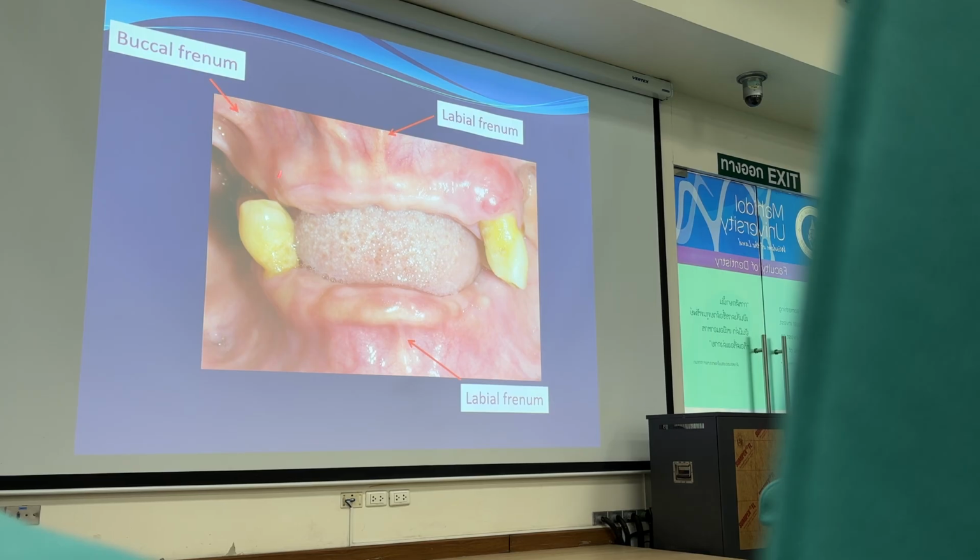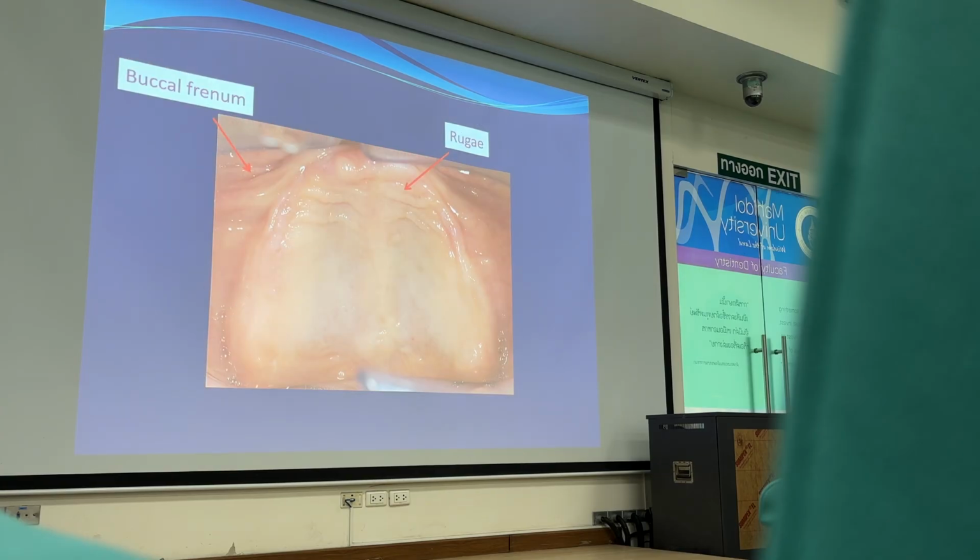Okay, this is the buccal frenum, this is the labial frenum. Is it too high? We have to think about that a little. If it is too high, do we need a frenectomy or not, something like that. This is the labial frenum. If you visualize no effect on retention or stability, we can keep it. Because before we plan to do something, we have to think about the consequences of it too. This is the buccal frenum, this is the vestibule.